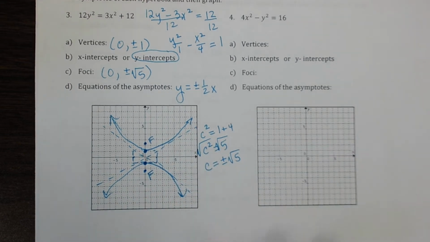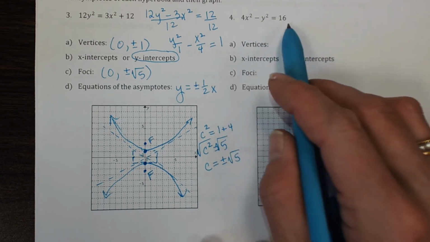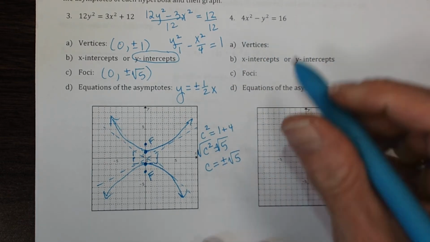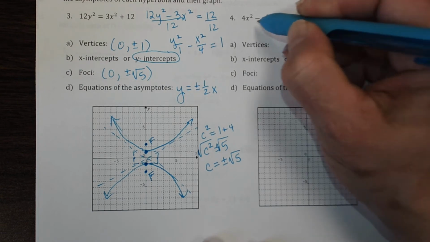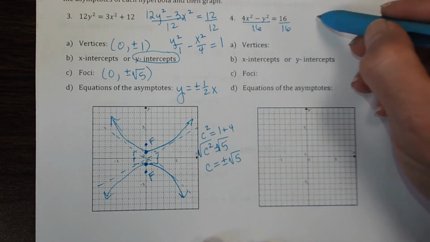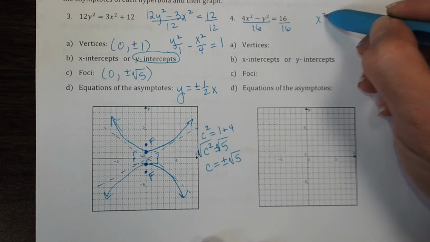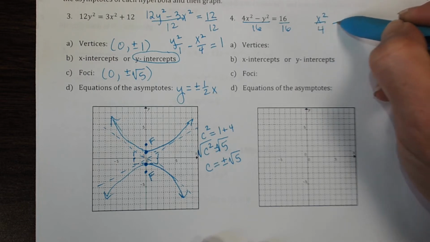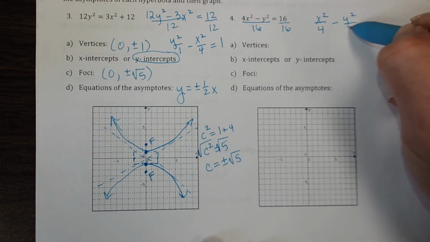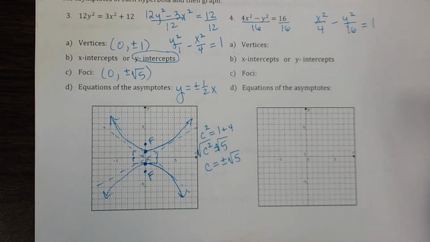All right, our last hyperbola. So again, we see it's not in standard form because it's not equal to 1. So we're going to start by dividing both sides by 16. So I get x squared over 4 minus y squared over 16 is equal to 1.